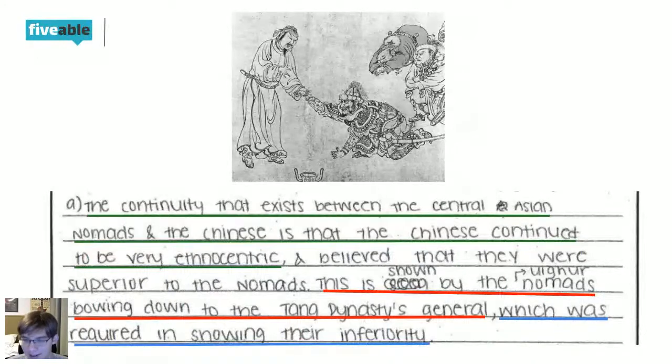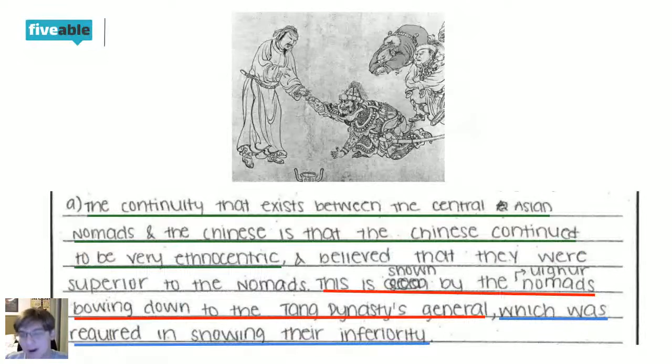All right, so for part A, the continuity that exists between the Central Asian nomads and the Chinese is that the Chinese can, I just realized we never read the question. Wow, I'm an idiot. All right, let's go back and read the questions. Whew, okay, I'm okay. Winter break just ended.